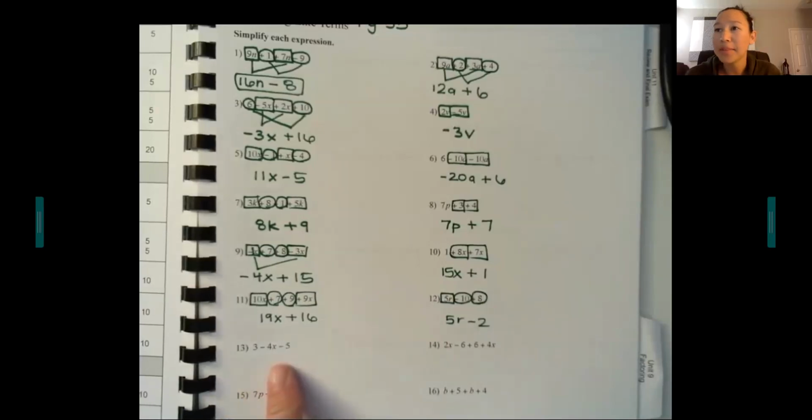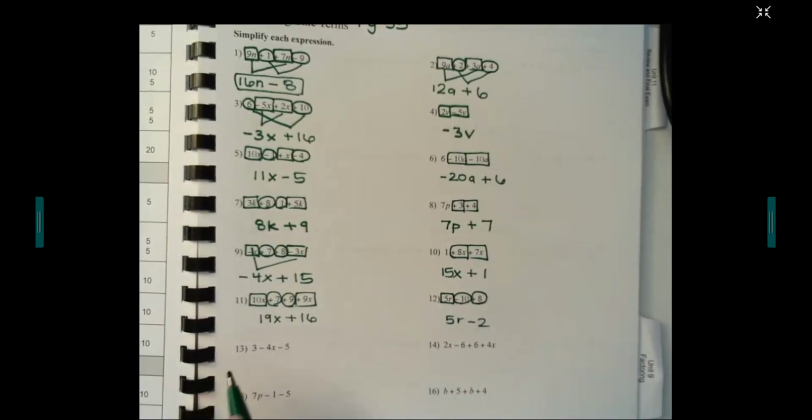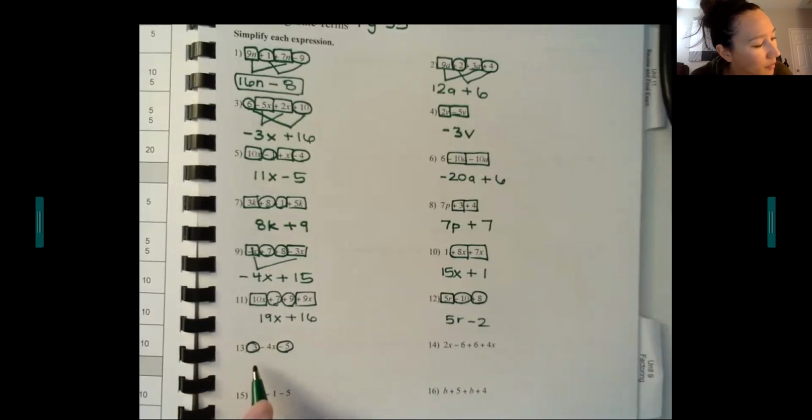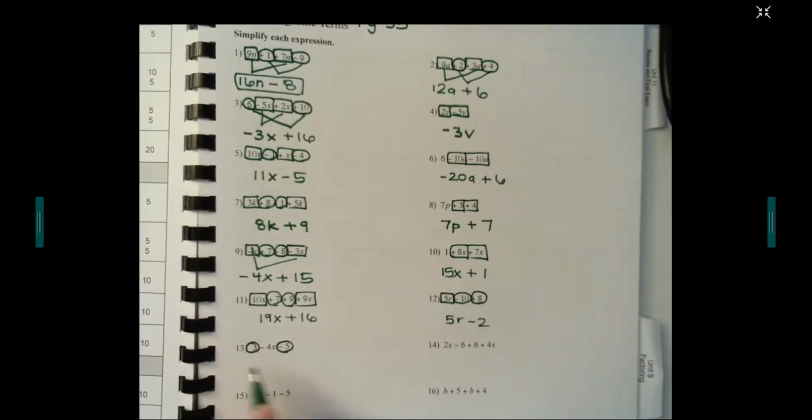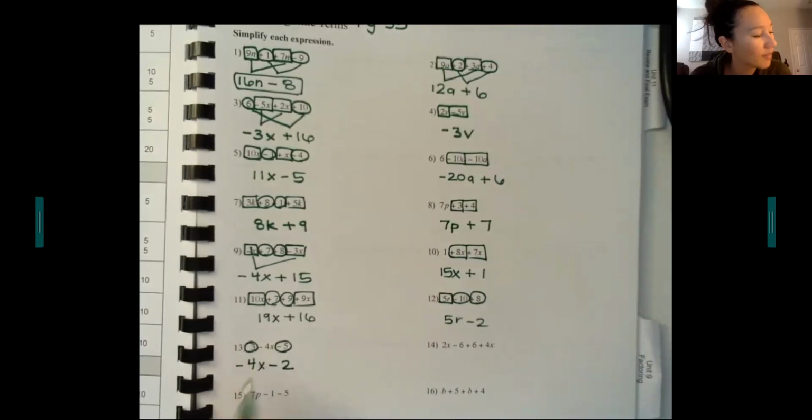Okay, and then Solomon, number 13. So I circled 3 and -5. Very good. And that gives -2. Good. And bring down the -4x. Excellent. Very good. Thank you, Solomon.